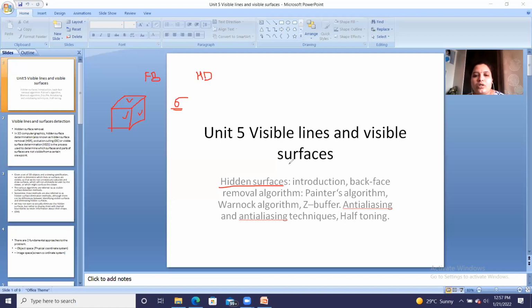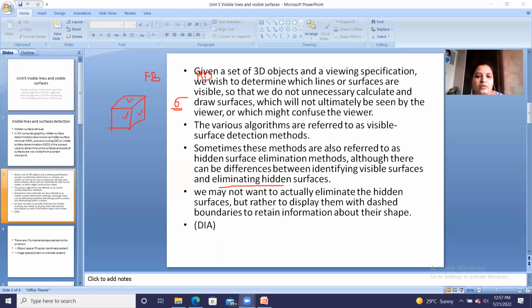Okay, so we have seen this is done in two ways. First, the surfaces are actually removed. That means out of these 6, we are fetching only 3 surfaces, and the remaining 3 surfaces are totally discarded. So this is one approach in which we identify the visible surfaces and eliminate the hidden surfaces. We are actually removing those hidden surfaces.